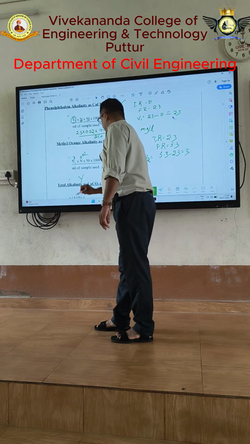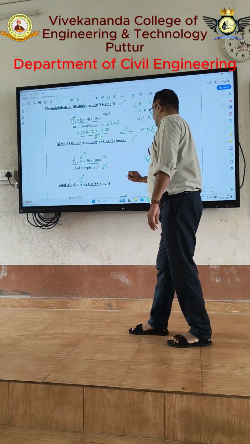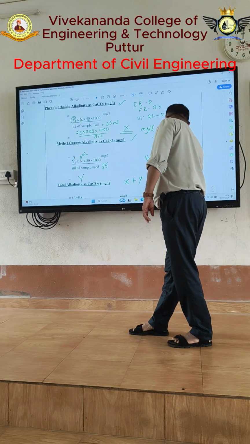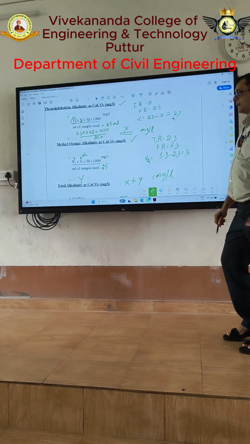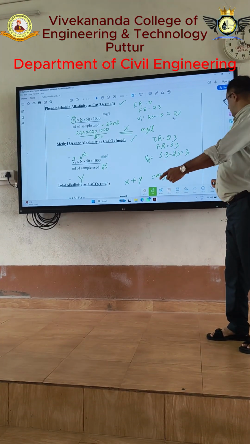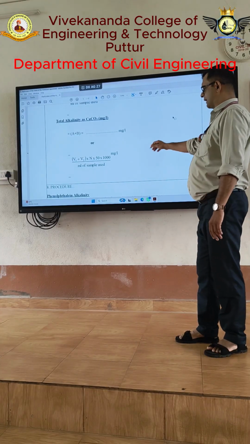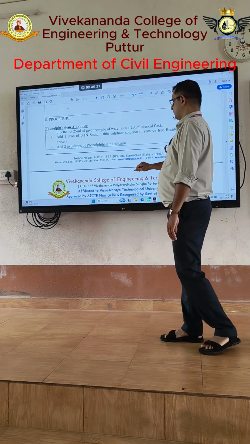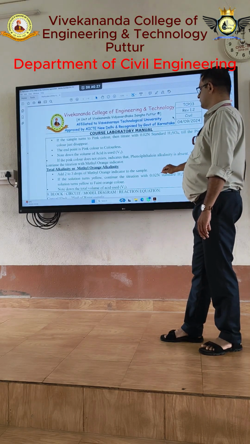If this is Y value, then what is the total alkalinity? Total alkalinity is X plus Y mg per liter. That is the total alkalinity. Next, if I have total alkalinity, next we have one table.